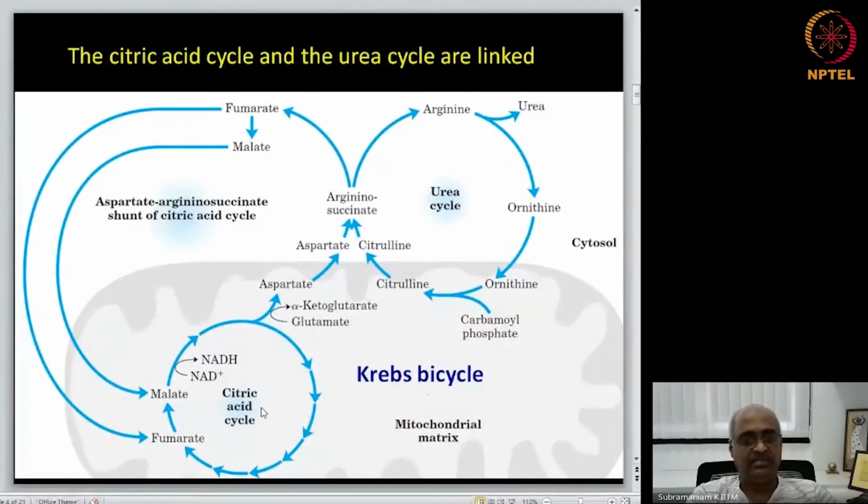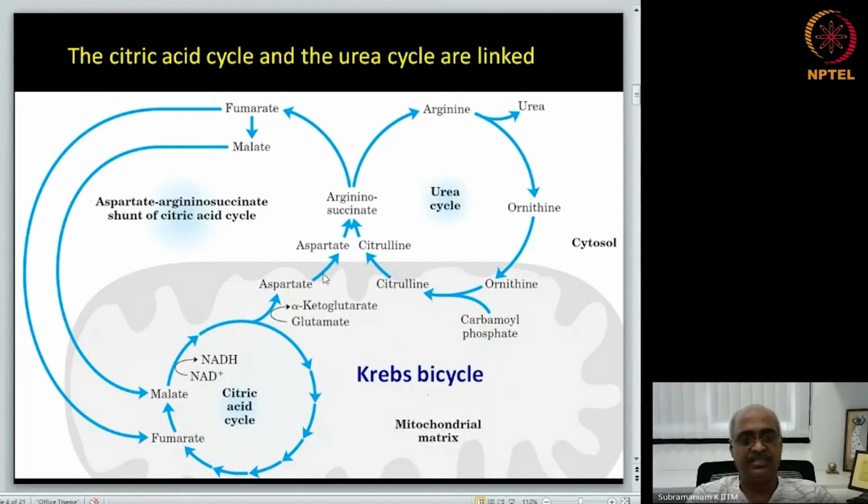So this is the urea cycle, and this via aspartate arginosuccinate shunt links with the citric acid cycle. Since Hans Krebs discovered both these cycles and the connection, it is often called Krebs bicycle. Okay. So let us see the connection here, which is not that difficult. So we know aspartate enters into urea cycle by combining with citrulline. So that is one entry point.